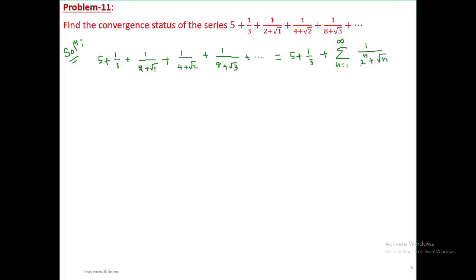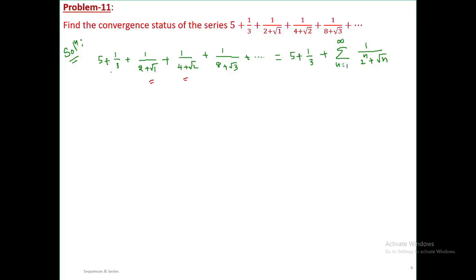Can I write it? Check once. Now expand: n is 1, we get 2 plus root 1. Substitute n is 2: 2 power 2 plus root 2. Next n is 3: 2 power 3 plus root 3, and so on. So from the third term onwards, this can be written as a series. Now we have the nth term, then go to the convergence status.